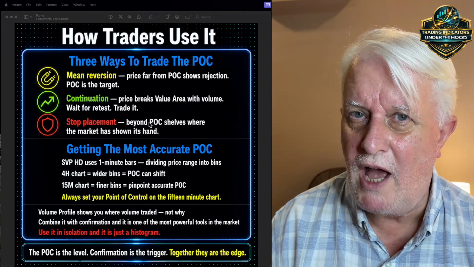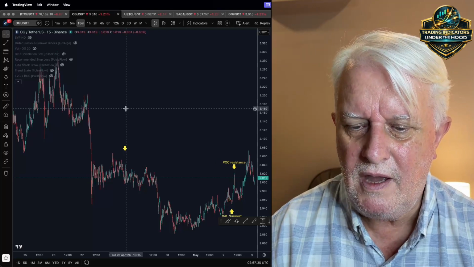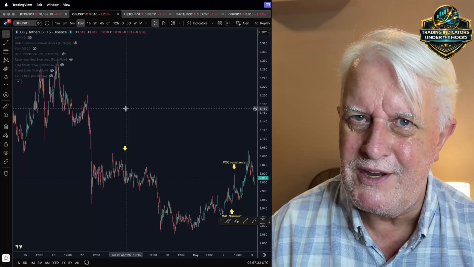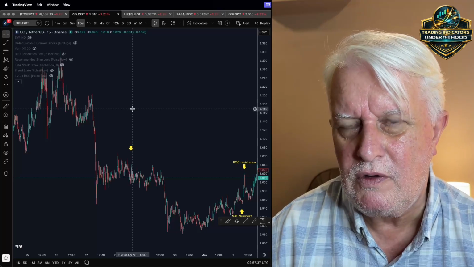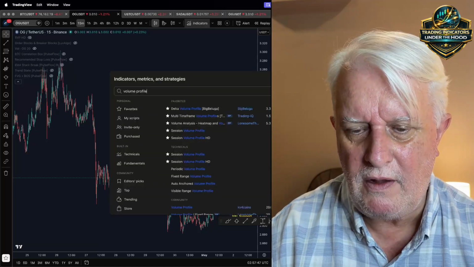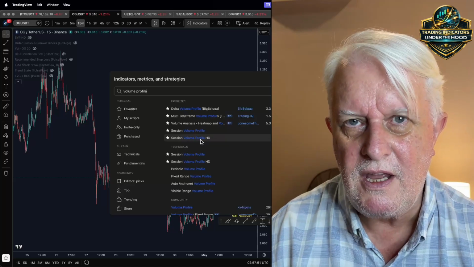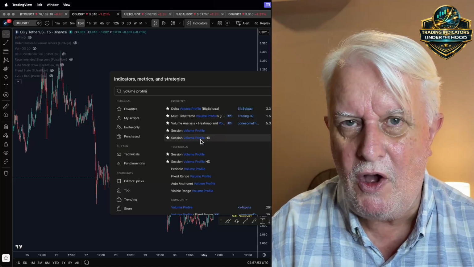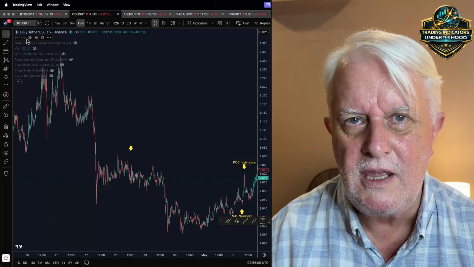It's worth going to the charts at this point. Here I have OG/USDT. I put some markers on for later in the video. The indicator you're looking for, because there are two on TradingView. If you type volume profile, you will see Session Volume Profile HD. This is an indicator that sits on your chart with the price action. I've already placed it on my chart.